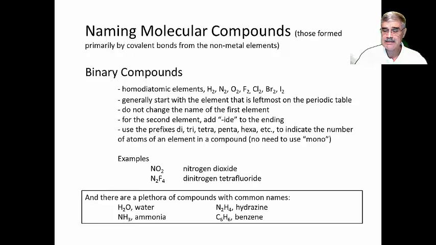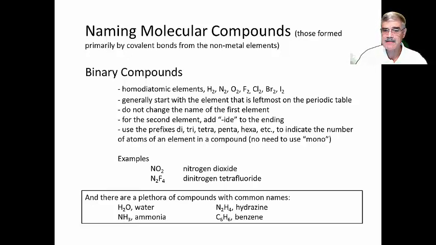Now, the simplest binary compounds are what we call homodiatomic elements, like H2, diatomic hydrogen, or nitrogen, which is N2, oxygen, O2, fluorine, F2, etc. Now, these are actually the elemental forms of these elements. They exist in nature as homodiatomic elements. But we can form a large number of other compounds by bonding nitrogen to hydrogen, nitrogen to oxygen, nitrogen to fluorine, etc.